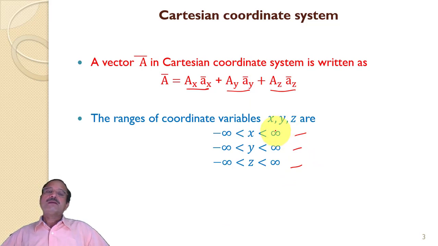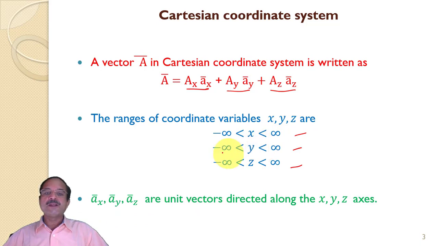The coordinate systems that we are going to discuss later, like cylindrical coordinate system and spherical coordinate system, also have 3 variables, but in those cases all the 3 variables do not vary from minus infinity to infinity. The ranges are different. That we are going to learn in the next lecture. So all the 3 variables x, y, z have range from minus infinity to infinity here.